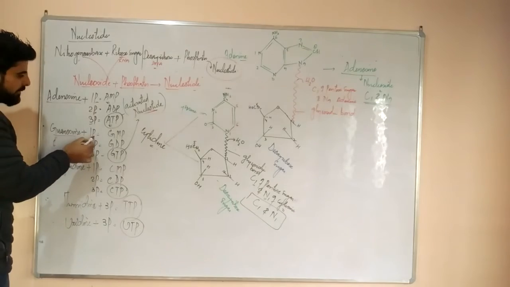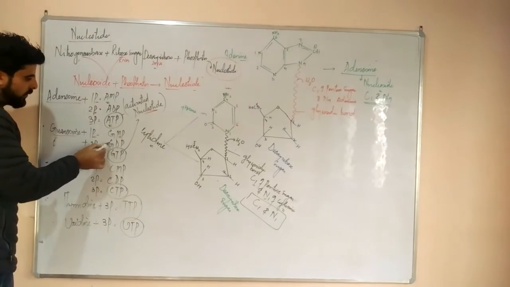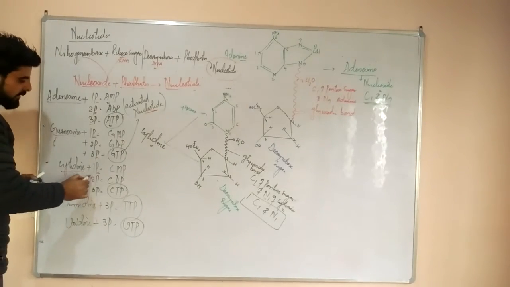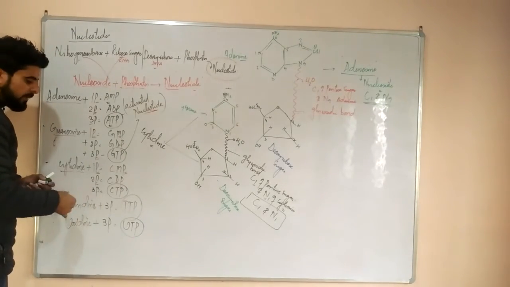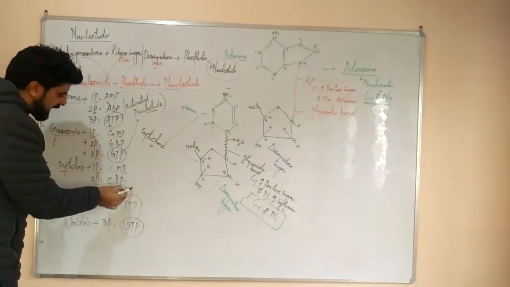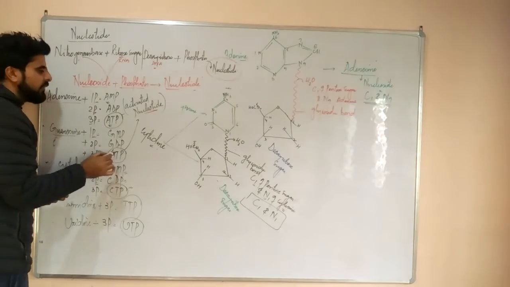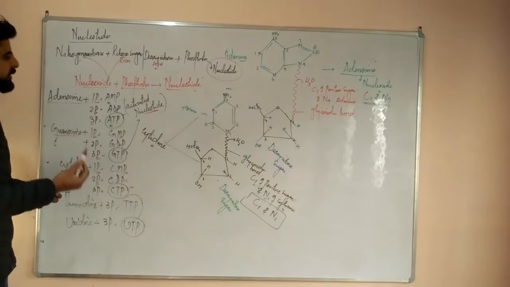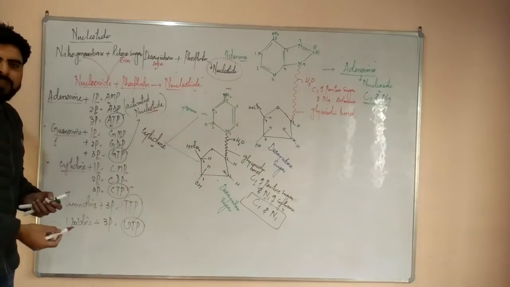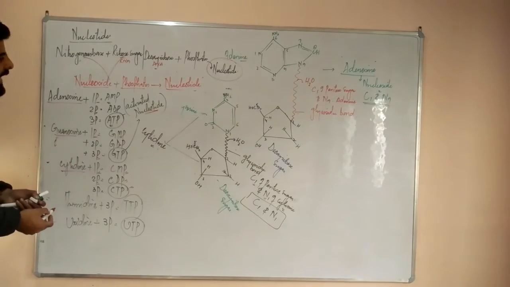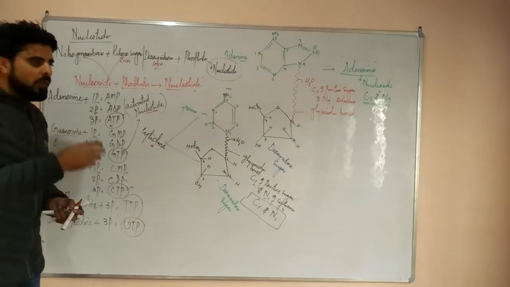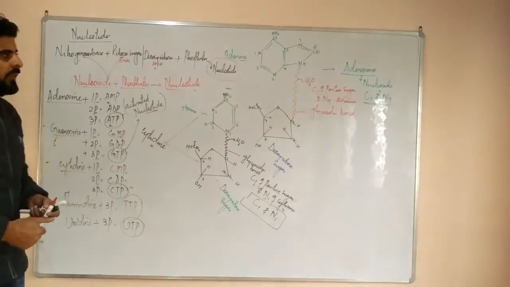Similarly, if we have a guanosine combining with one phosphate, it will be guanosine monophosphate, two phosphates, guanosine diphosphate, three phosphates, guanosine triphosphate. Similarly, if we have a cytidine combining with one phosphate, cytidine monophosphate, with two phosphates, cytidine diphosphate, and with three phosphates, cytidine triphosphate. Similarly, we can see the triphosphate state of the nucleotide: adenosine triphosphate, guanosine triphosphate, cytidine triphosphate, thymidine triphosphate, and uridine triphosphate. These are the activated, or we can say the active nucleotides, which can combine together to form a long chain of nucleotides like DNA as well as RNA.